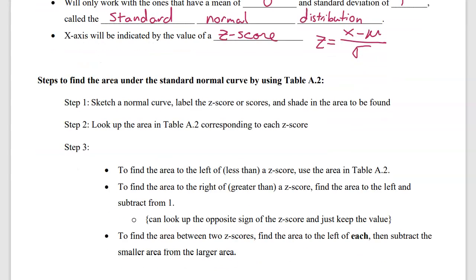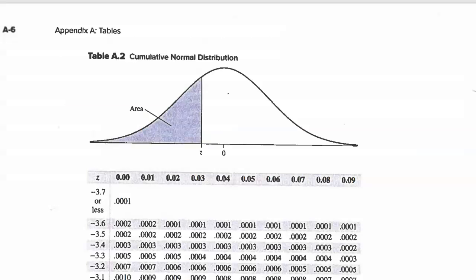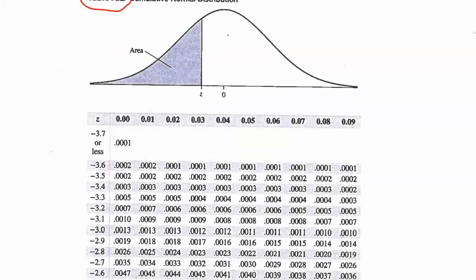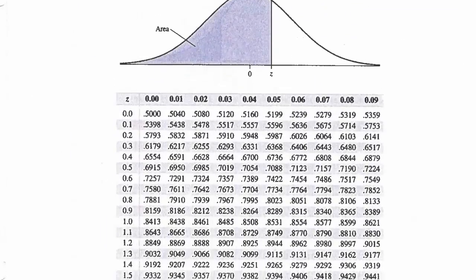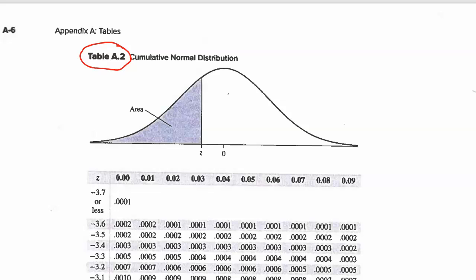And so I've written out the steps here, and we're going to be using table A2 from the back of your textbook. And this is what table A2 looks like. Okay, this is table A2. So go ahead and get out table A2. It has 2 pages. So first page has z-scores of negatives, and the second page has z-scores that are positive. And in the next video, we're going to talk about how to actually use this table.